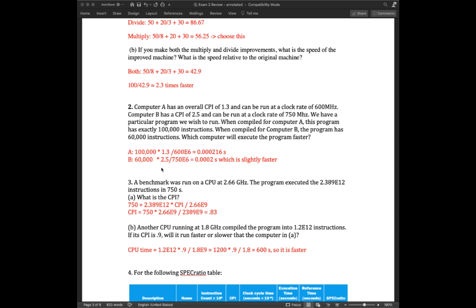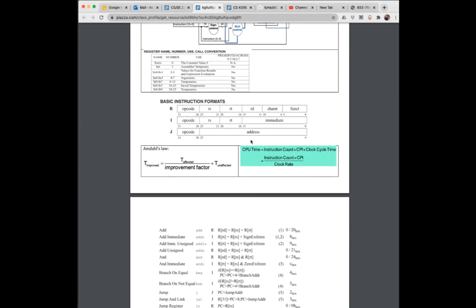I'm really more interested in, do you understand the concepts? Do you understand the concept of this formula and the role that each of these three parts plays? So there's three parts to calculating CPU time. It's how many instructions are there, and what is your average cycles per instruction, and either your clock cycle time or the clock rate.